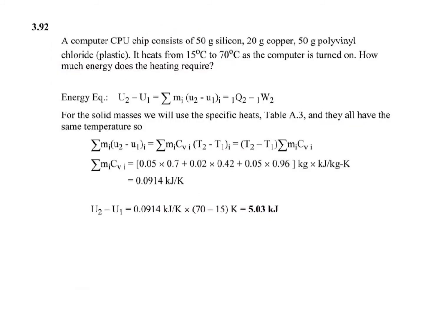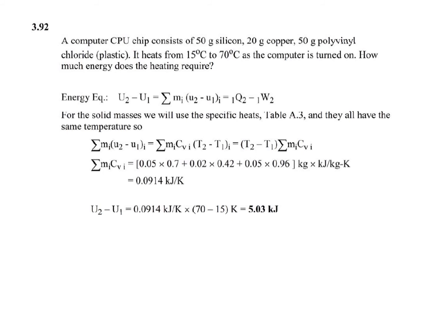Now we have a problem: a computer CPU chip consists of 50 gram silicon, 20 gram copper and 50 gram polyvinyl chloride. It heats from 15 degrees centigrade to 70 degrees centigrade as the computer is turned on. How much energy is required for this heating? You know that during this process the chip does not change its phase, it remains solid. So we can use m Cv delta T as our relation.